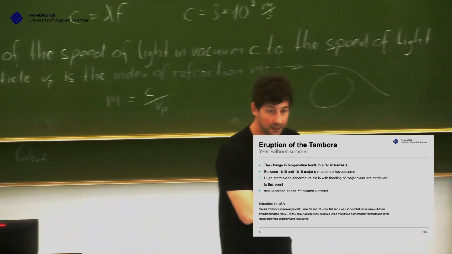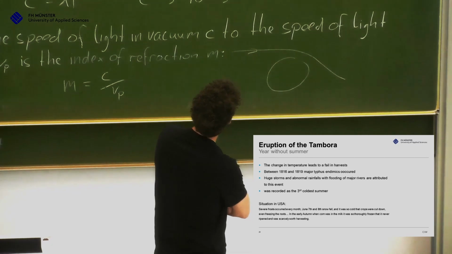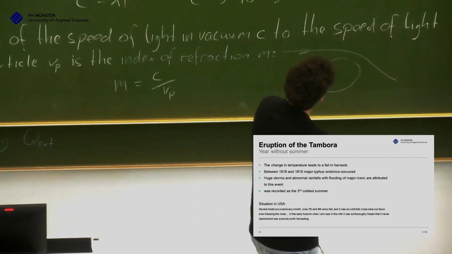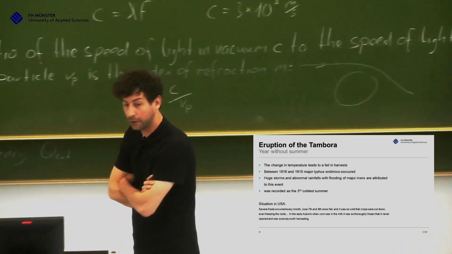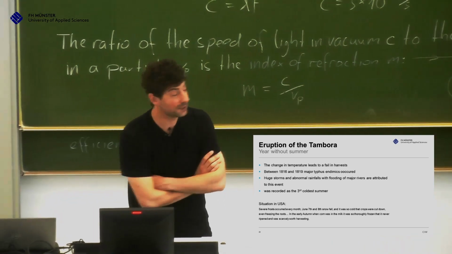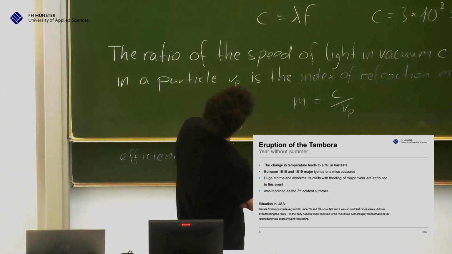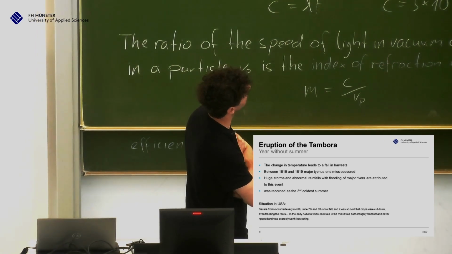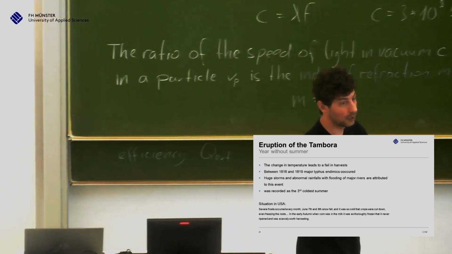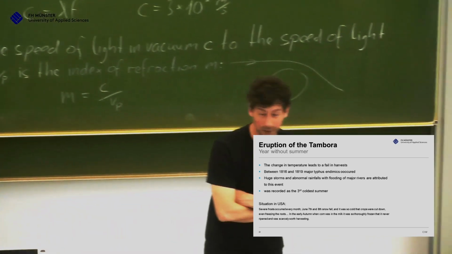So we really see the impact of aerosols, and it was recorded as the 3rd coldest summer we have had so far. And this is just a local event. So we see here how sensitive this can be. And the situation in the US, so quite far away, severe frost occurs every month. June 7th and 8th, snowfall. Okay, so there is no snowfall in the US normally in June.